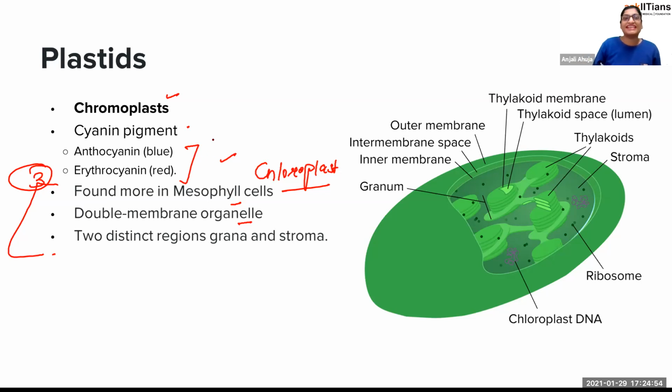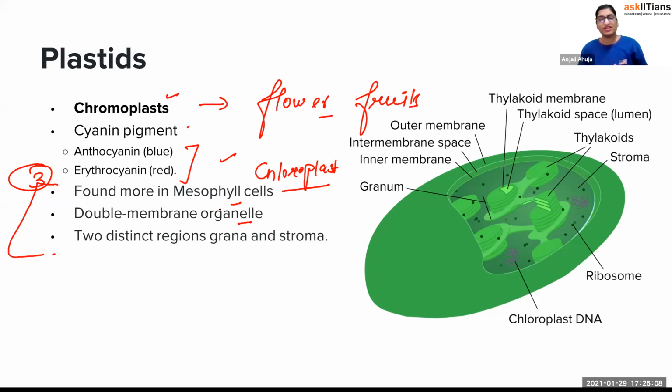Okay, so basically, I'm going to come back to the chromoplast only. These chromoplasts are mainly present in flowers and fruits. Wherever you see colorful flowers and colorful fruits, they have this pigment. Fair enough. So they provide coloration to organs, mainly flowers and fruits, also to attract the pollinators.